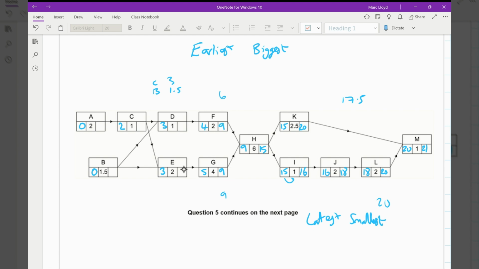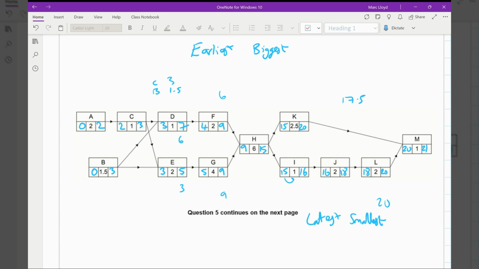9 minus 4 is 5 going along that bottom route. 9 minus 2 is 7 for the top route. And then again, we have to do 7 minus 1 will be 6. 5 minus 2 is 3. So that late time for the other two will be 3 and 3. And then 3 minus 1 is 2. And that's our activity network fully completed.